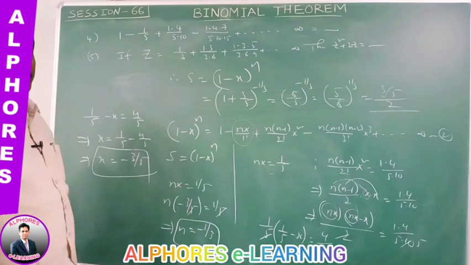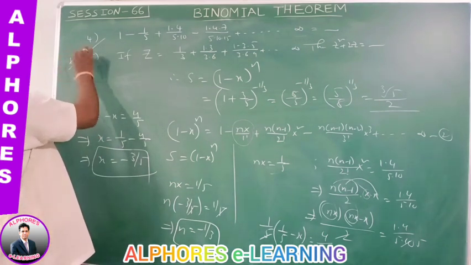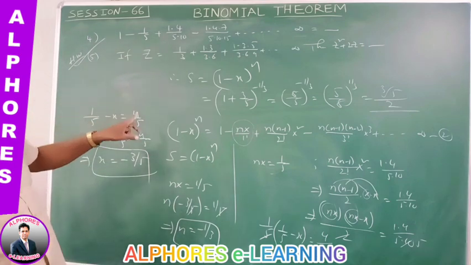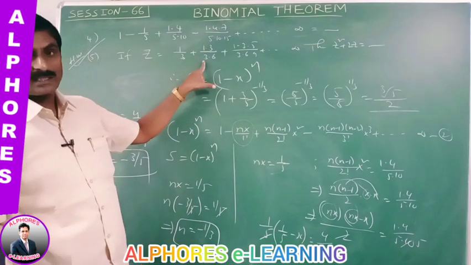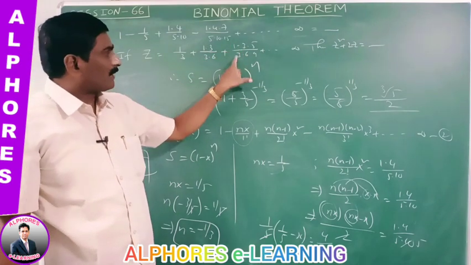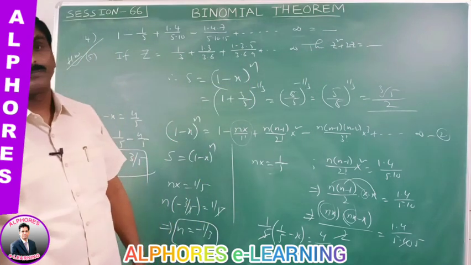This is the value. Next, note this value. Fifth one, homework. This is the homework. If z is equal to 1 by 3 plus 1 into 3 by 3 into 6 plus 1 into 3 into 5 by 3 into 6 into 9 plus so on to infinity, then what is the value of z square plus 2z?